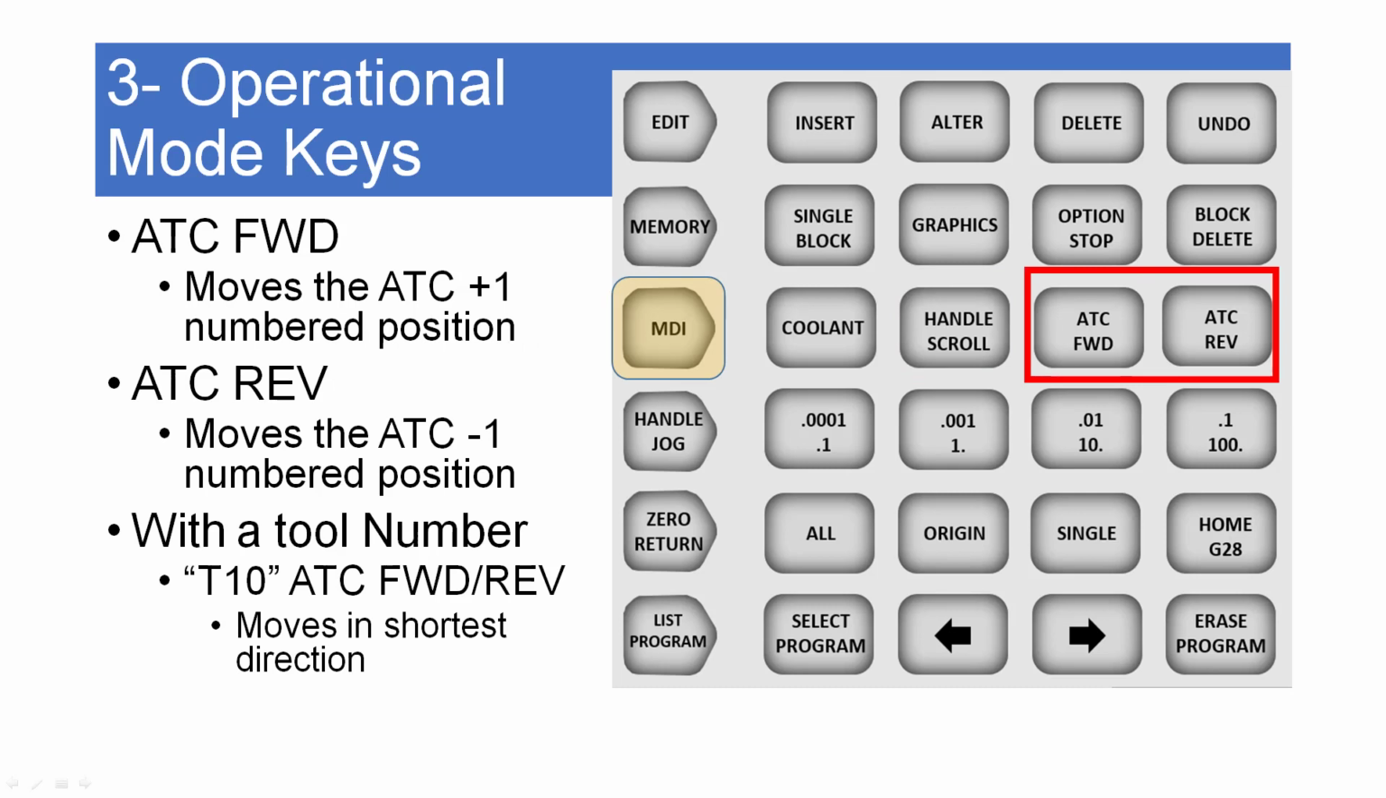The ATC forward and ATC reverse will move the tool changer one position either forward or reverse while in the MDI mode. If you enter a tool position, such as T10, and then enter the key, the tool changer will move the shortest direction to that tool position on the mill, or in the direction selected on the lathe. You will frequently use these keys loading tools and setting up parts in conjunction with manual jogging of the machine axis, which is the next row. On the lathe, this button is labeled as turret forward and turret reverse, but the operation is as described.